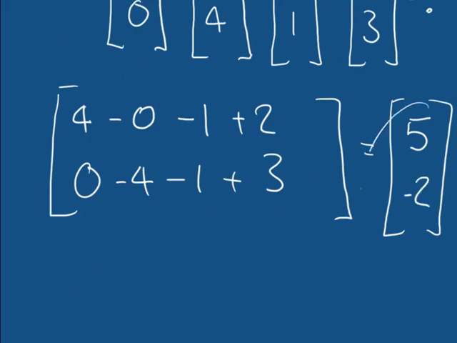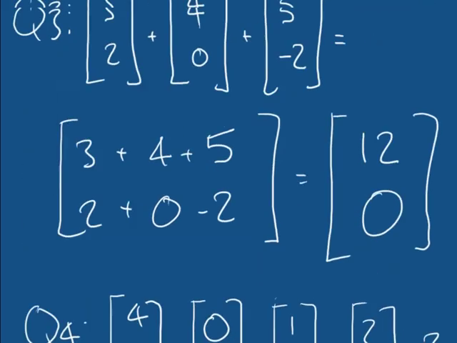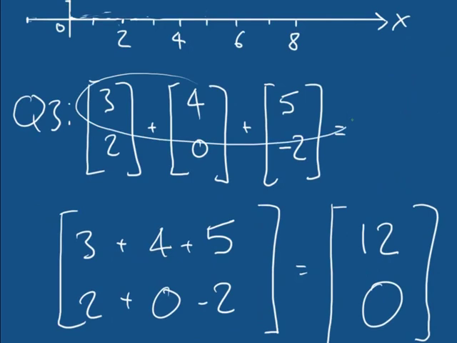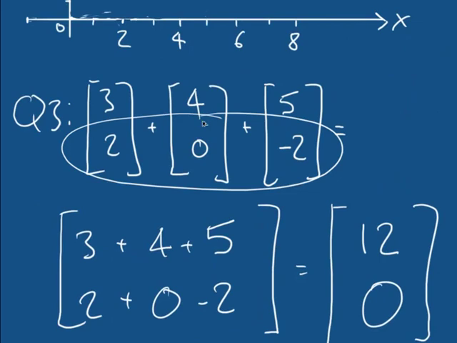So the result is 5 in x and minus 2 in y, and that is going to conclude all of the questions in this video. So to recap, we've seen that with vector addition, we simply add all of the corresponding components of our vectors. So with vector addition, we simply add all the first components to get the first component of the result, all the second components to get the second component of the result.